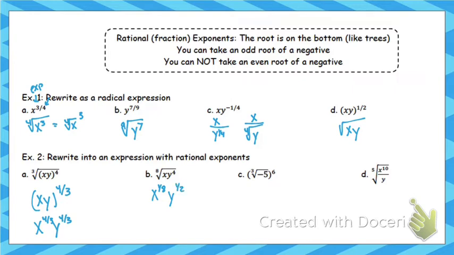Looking at the next one, negative 5 is being raised to the 6th power, and we're taking the 3rd root. Well, 6 over 3 reduces just to 2, so this is just negative 5 squared, which is 25. All right, and then on our next one, we're taking the 5th root, so I could rewrite this as x to the 10 over 5 over y to the 1 over 5. 10 over 5, I could just reduce that to x squared.